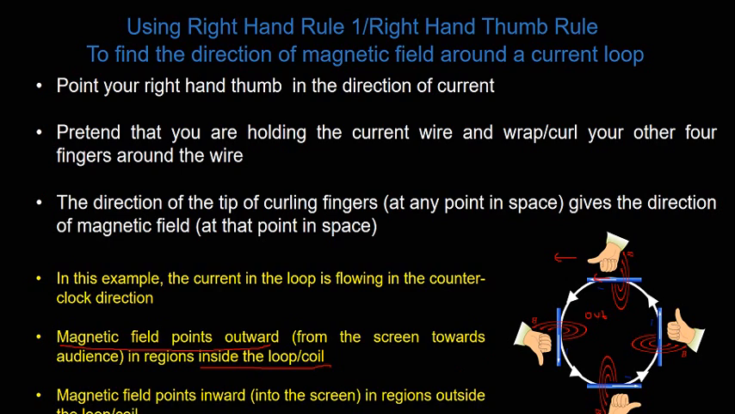And all the curling fingers point inward in the regions outside the loop. And we can see that here, in all these regions, the field outside the loop is pointing outward.